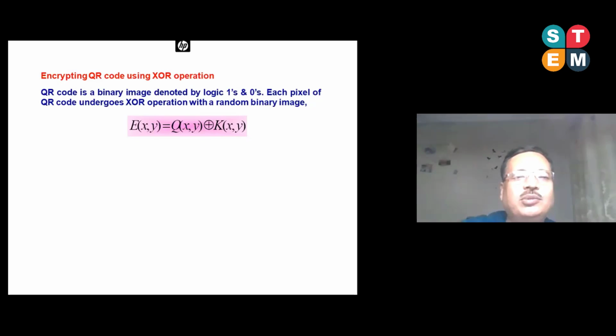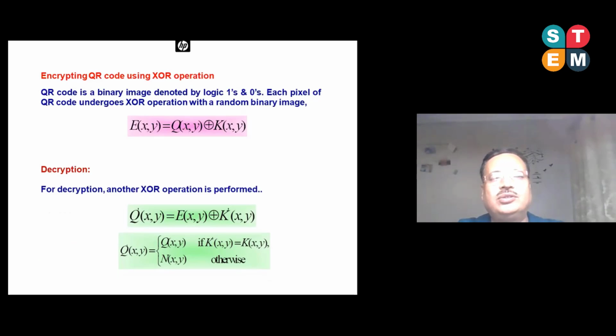Encrypting QR codes with the XOR operation: the QR code is basically a binary image, denoted by logic ones and zeros. Each pixel of the QR code undergoes an XOR operation with a random binary image. This is what you have: Q(x,y) goes through the XOR operation with K(x,y). And for decryption, you have to reverse it. Then it becomes very easy to obtain.